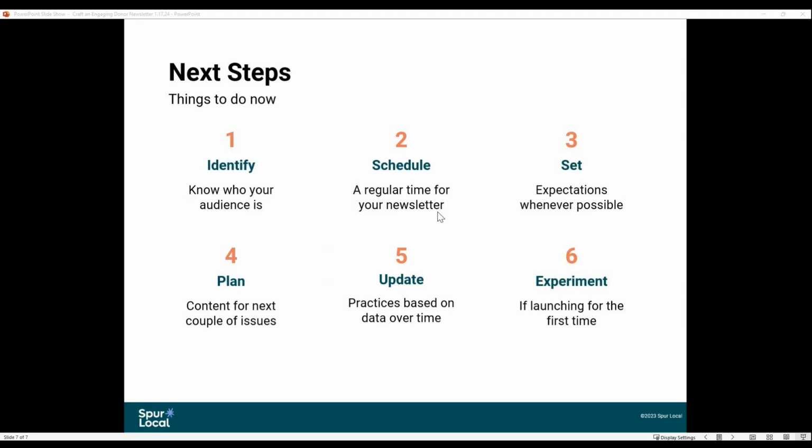Finally, just planning content for the next couple of issues. Again, just getting that events calendar set up if you are planning to share events, making sure that there are consistent features that you're doing, or if you need those client stories, just having a couple of those written up so it makes it a little bit easier for you to put together that newsletter. Five, just taking a look and updating practices based on data over time, what you're seeing works. Also just taking a look at your current newsletter and doing a quick update of what the content is. Doesn't need a refresh. And then finally, experimenting, especially if you are launching for the first time, you may not get it right on that first go. So thinking about who's the sender, who's the title, and what content we're creating.